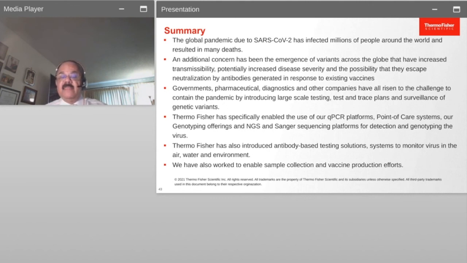of genetic variants. Thermo Fisher specifically enabled the use of qPCR platforms, point-of-care systems, genotyping offerings, or NGS Sanger sequencing platforms for detection and genotyping of the viruses. We also introduced antibody-based testing solutions, which I didn't talk about, but it's something else we have in our portfolio. Systems to monitor the virus in the air, which I showed a couple of slides. We also have projects for wastewater testing and testing for virus in the environment as a whole. We also work to enable sample collection and vaccine production efforts with various vaccine manufacturers and other companies.